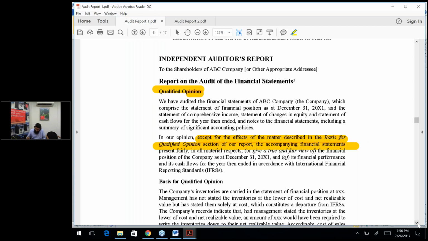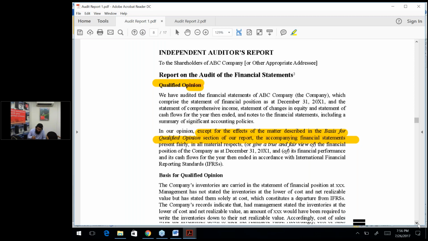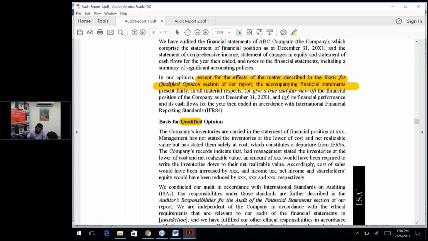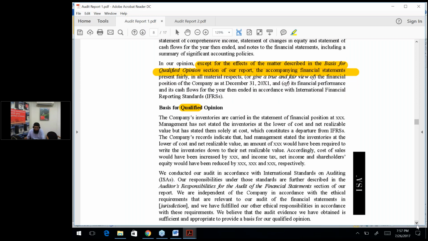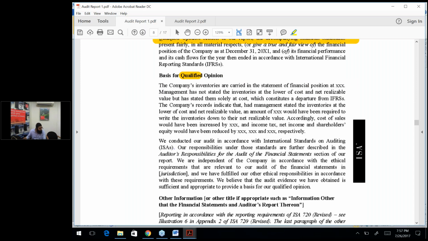Now, next, instead of basis for opinion, it will become basis for qualified opinion. So, when we talk about it, it's basis for qualified opinion. It says that the company's inventories are carried in the SOFP at so and so. So you see now here the entity faced this issue that the company's inventory was misstated. It was not stated at the lower of cost or NRV.